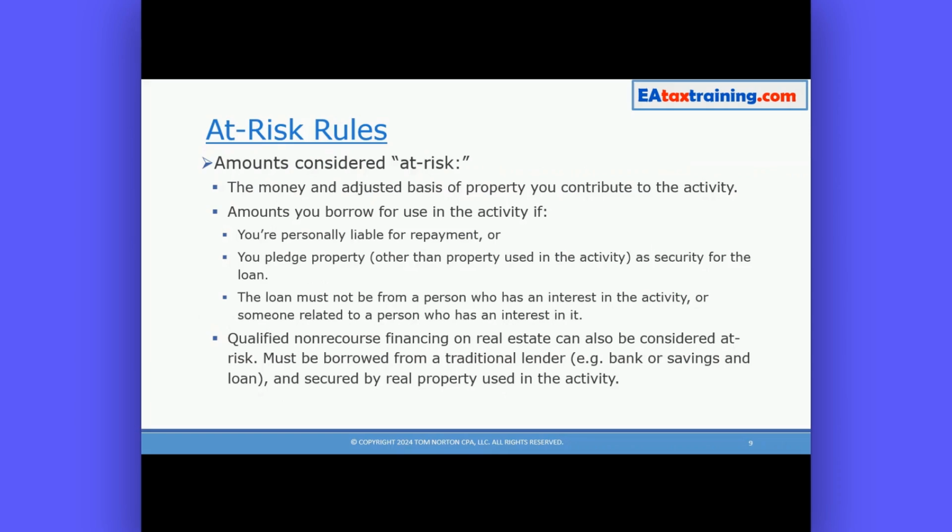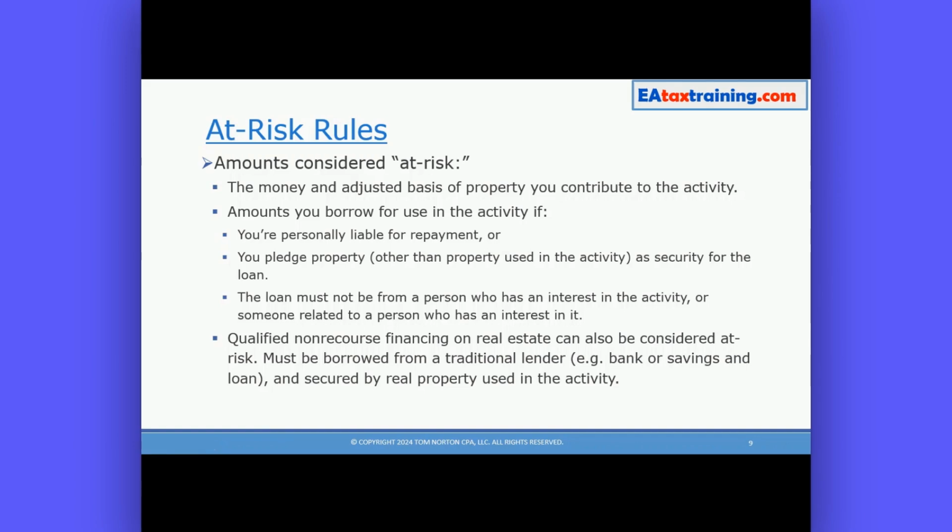And that loan must not be from a person who also has an interest in the activity, or someone related to a person who has an interest in that activity. So the loan has to be from an institution. It could be from a bank, or it could be from an individual person or other organization, as long as that person or organization does not have an interest in the activity themselves. And then the last point you can see there is qualified non-recourse financing of real estate. So that can also be considered at risk.